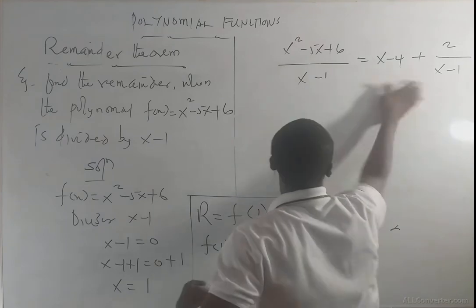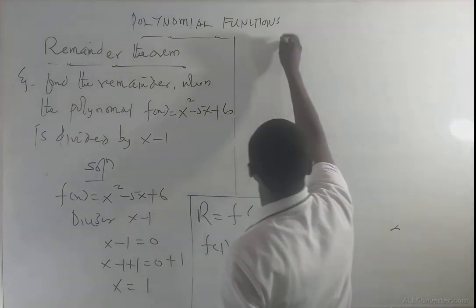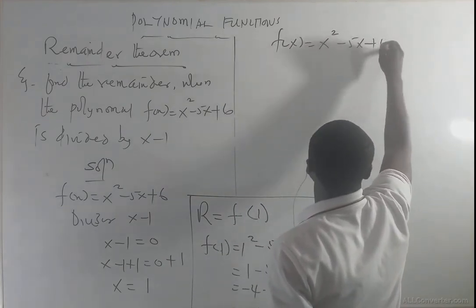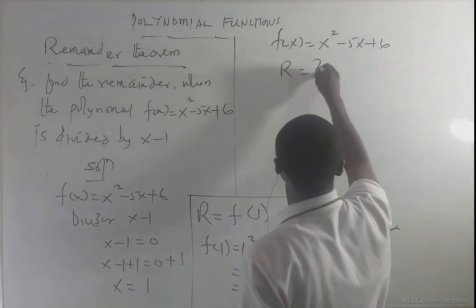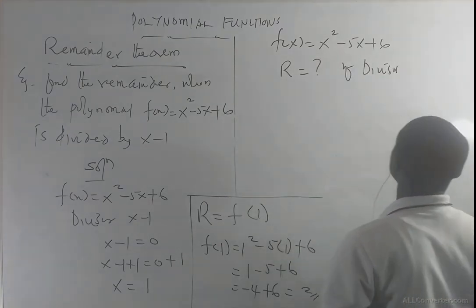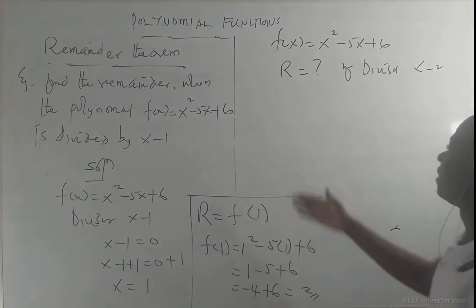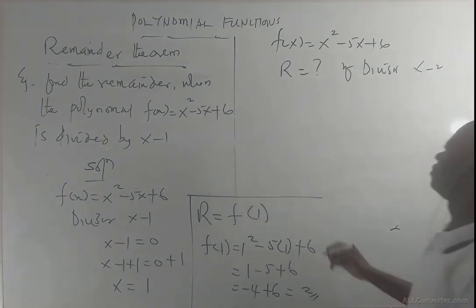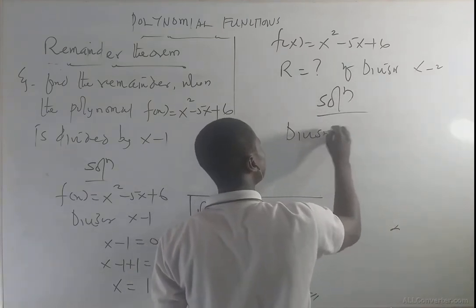Now, let's take a look at another question. Let's assume that we were given the same f of x to be x squared minus 5x plus 6. And we have to find the remainder. That remainder is question mark, if the divisor is x minus 2. So here we have to find the remainder when the polynomial is divided by x minus 2. So if it's divided by x minus 2, then it means that your divisor is x minus 2.